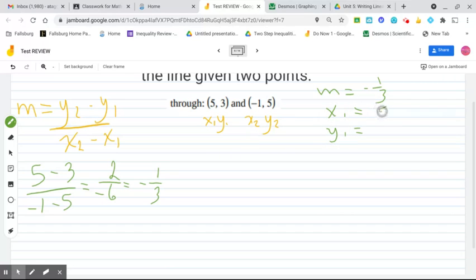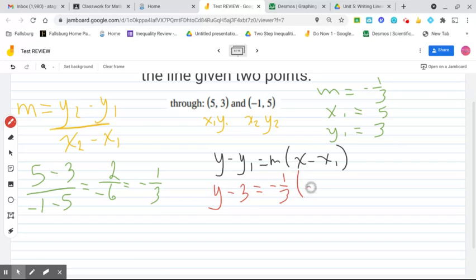So x1 we labeled 5, y1 we labeled 3. And again, we're going to plug it into that formula, y minus y1 equals m times x minus x1. So y and x stay the same, so y minus y1 is 3, m is negative 1/3, multiplied by x, and then we're subtracting by x1, which is negative 5, or minus 5. All right, so now from here, if this was a double negative, we would simplify.